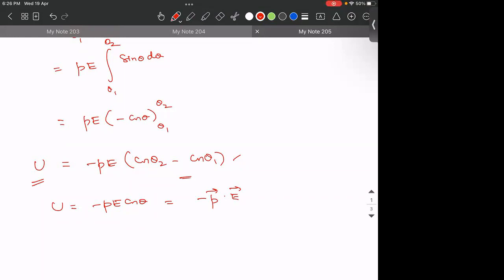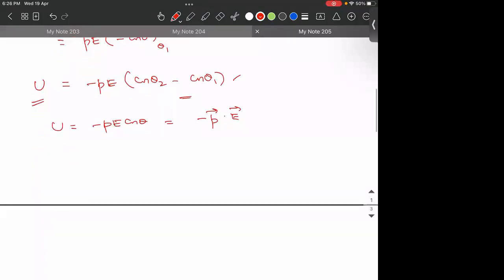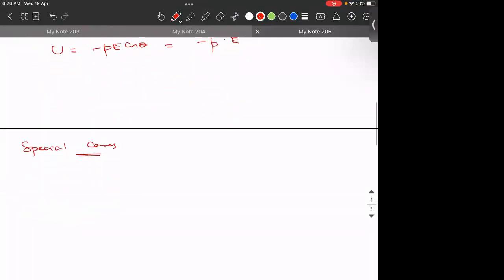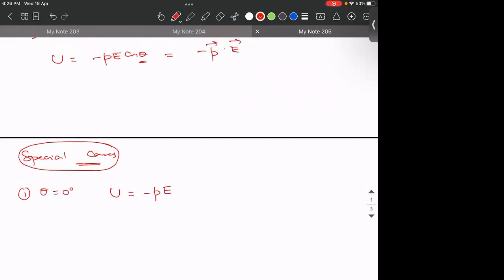Clear with this? Right. Now, based on this, there is a concept that we are going to see, which are called as special cases. So, in the special cases, the first point that we need to understand is when the value of theta is equal to 0 degrees, you will get U is equal to minus PE because cos 0 is 1. So theta is equal to 0 degrees.